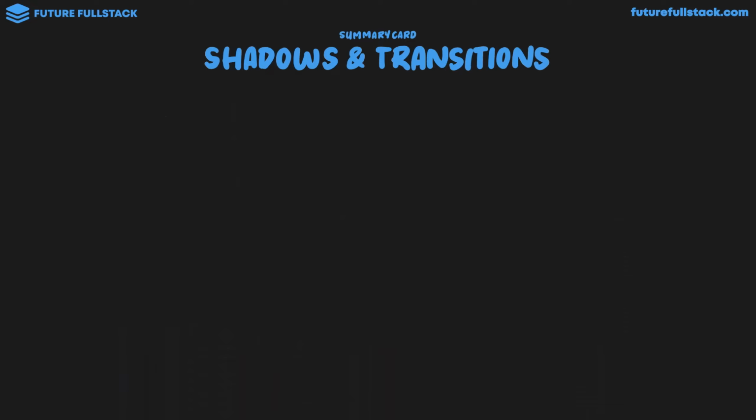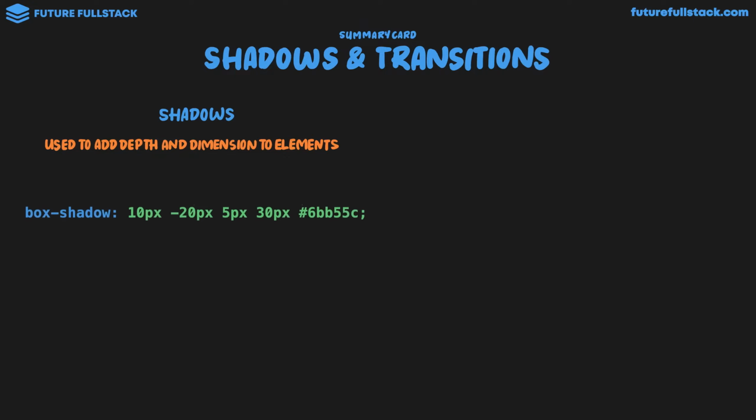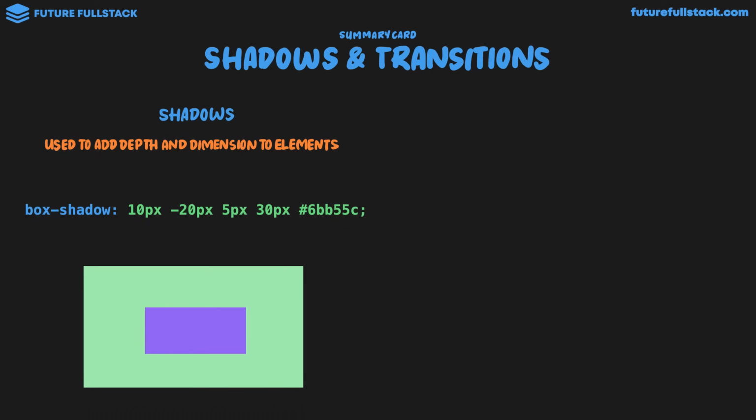In this chapter, we looked at shadows, which we saw were used to add depth and dimension to elements. The CSS property looked like this, box-shadow, and looking at this in diagram form, we looked at a table on a carpet. The first value, 10 pixels, is the X offset. The second value, minus 20 pixels, is the Y offset, and this will move our shadow in the same plane as the table. In this case, 10 pixels to the right and 20 pixels high.